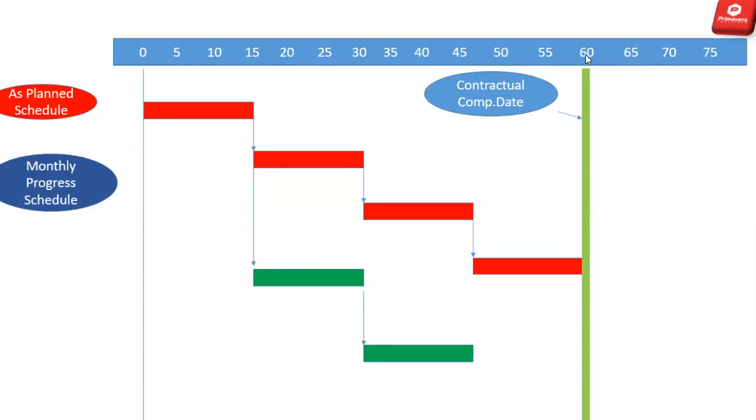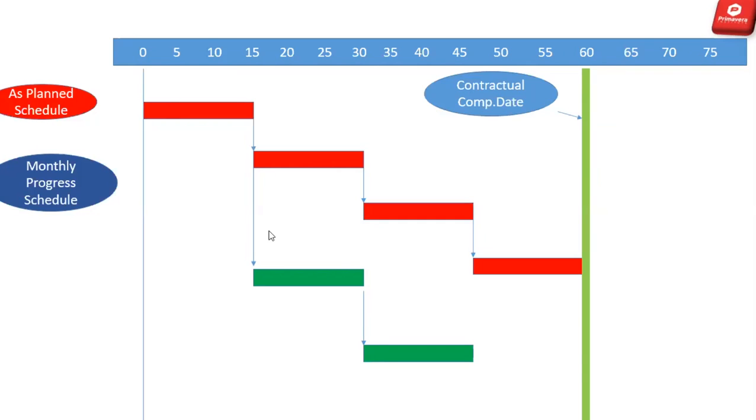Okay, there is a 60-day project, and there is a contractual completion date for 60 days of this project. In this timeline, you can see there are red color activities, and you have already networked all these activities as per the logical sequence of site work, that this activity will be done after this activity, then this activity, and in parallel these are non-critical activities.